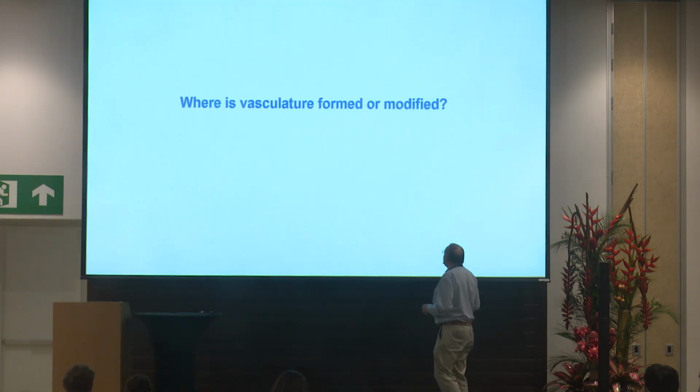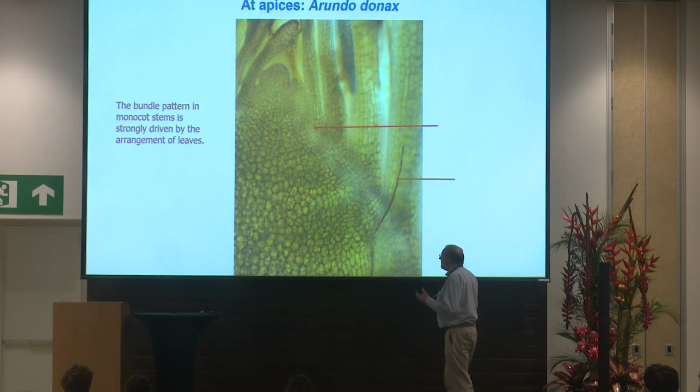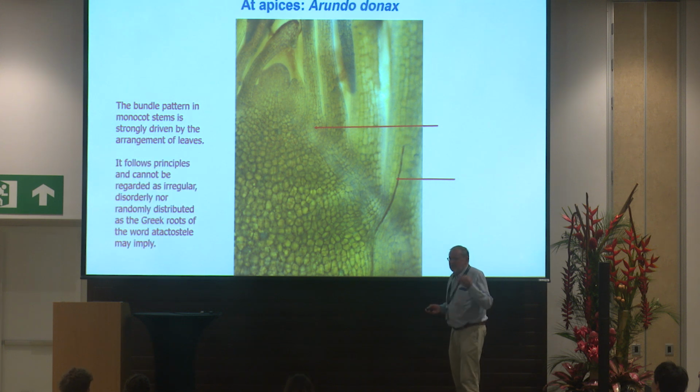Where is vasculature formed or modified? Of course, in the apex. This is Arundo donax. And what you see is provascular strands and newly formed vascular bundles. And the bundle pattern in monocot stems is strongly driven by the arrangement of leaves. So it's not by chance or arbitrary or scattered or whatsoever. The pattern follows the formation of leaves, and this cannot be regarded as irregular.